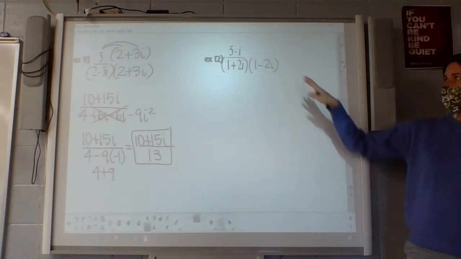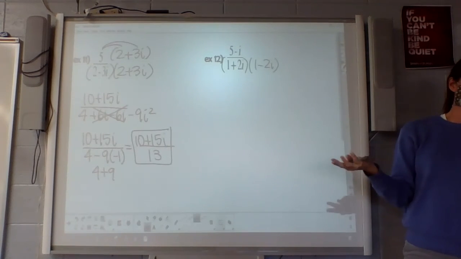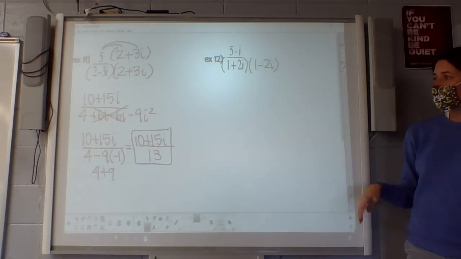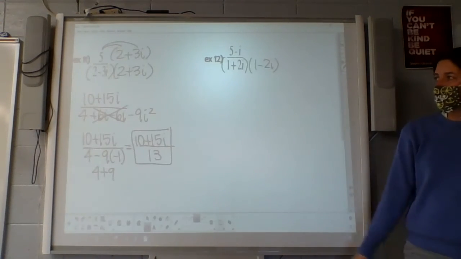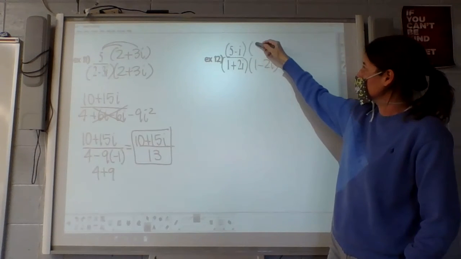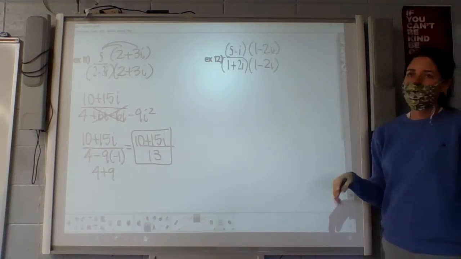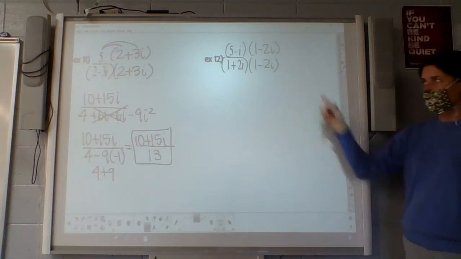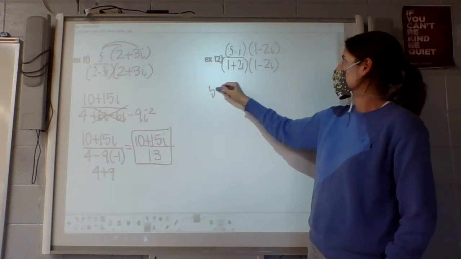Okay, so again, now this one's a little bit tougher because we have to FOIL on the top and the bottom. But whatever we do to the bottom, we have to do to the top. So that's why we're choosing that same thing to multiply by, and it's the conjugate of the bottom.